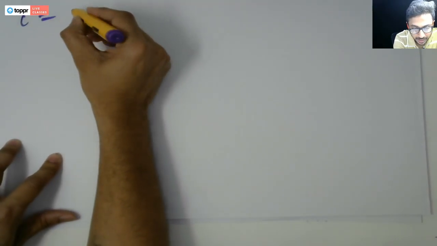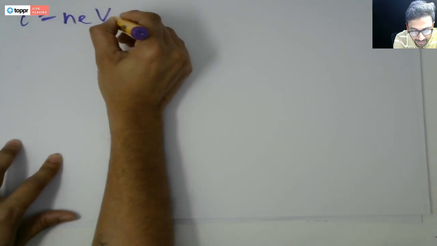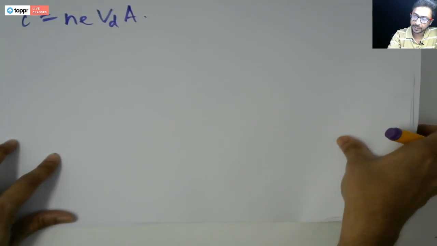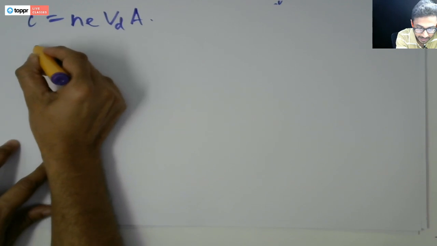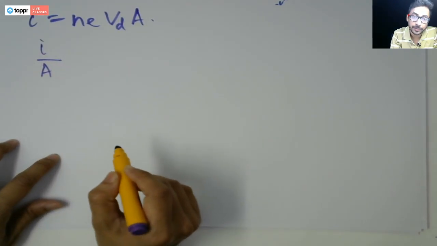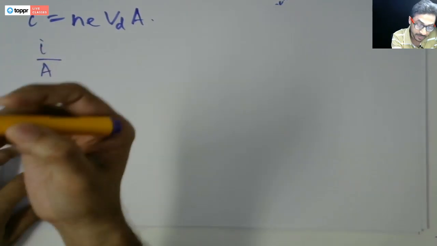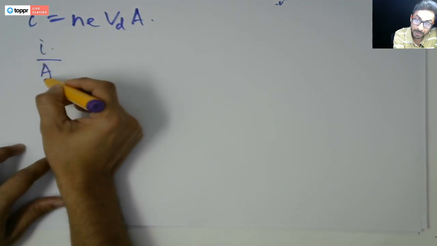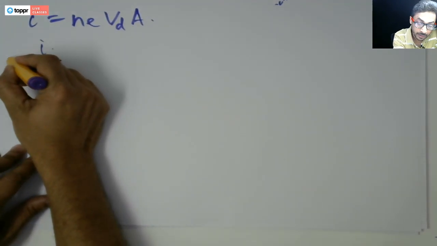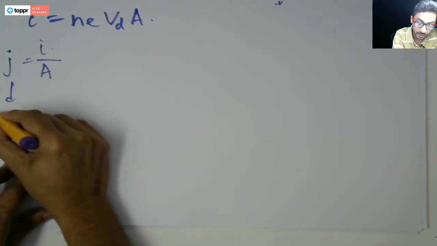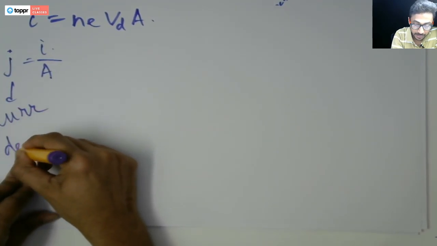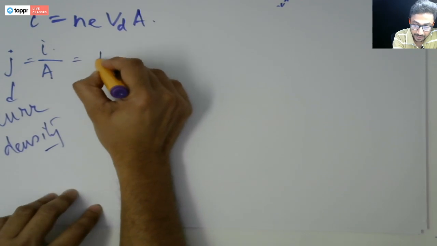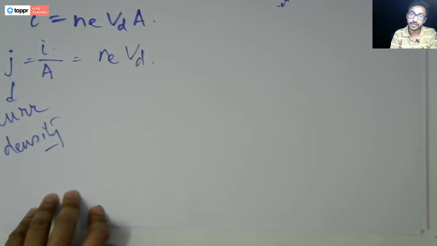What we wrote? I equals n e Vd into A. Now if we divide I by A, we get another thing. Current by area, we can see current passing through unit area, is denoted by J and is called current density. I by A becomes nothing but n e into Vd.